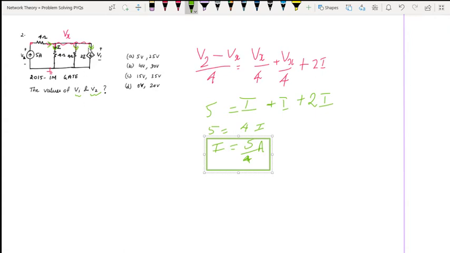V1 is the voltage drop across this current source. As I told you earlier, we cannot directly find the voltage drop across the current source. So what we can do is think about what other element will have the voltage drop of V1. This current source is connected in parallel with this 4 ohm resistor, so the voltage drop across this 4 ohm resistor will be the voltage drop across this current source as well, correct? Because they are connected in parallel, and parallel elements have the same voltage drop.